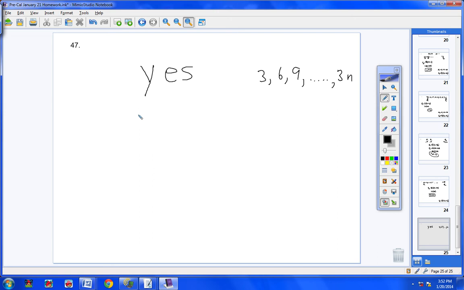And then lastly, it asks, what is the common difference? Well, the common difference is 3. Wow, what a letdown. You wait for that last problem. Oh, it's going to be a challenge.